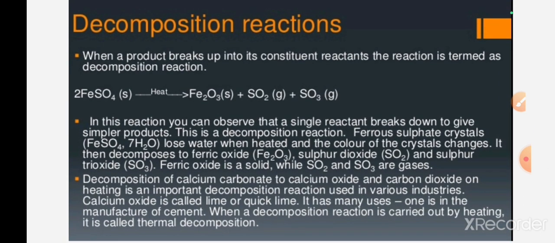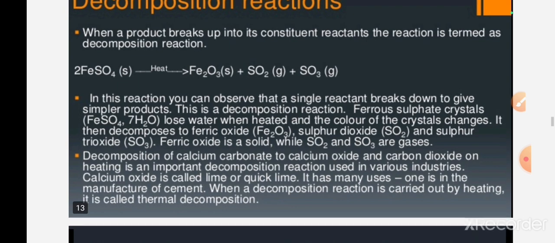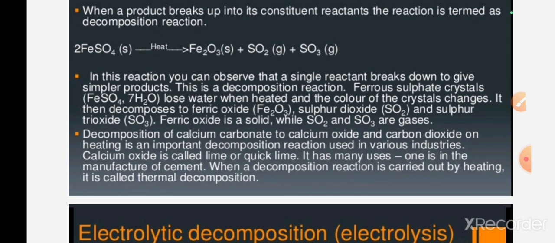Then decomposition reaction. When a reactant breaks into its constituent products, the reaction is termed a decomposition reaction. For example, iron sulfate with the help of heat gives iron oxide, sulfur dioxide and sulfur trioxide. A single reactant gives two or more products. It is called a decomposition reaction. In this reaction, you can observe that a single reactant breaks down to give simpler products.